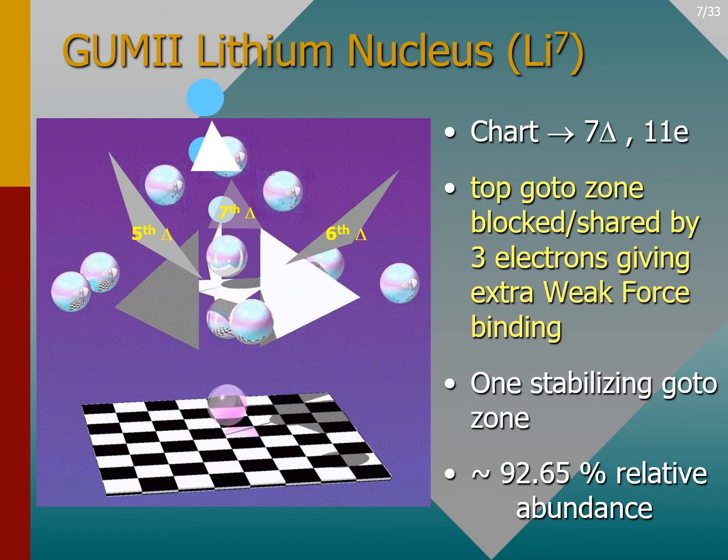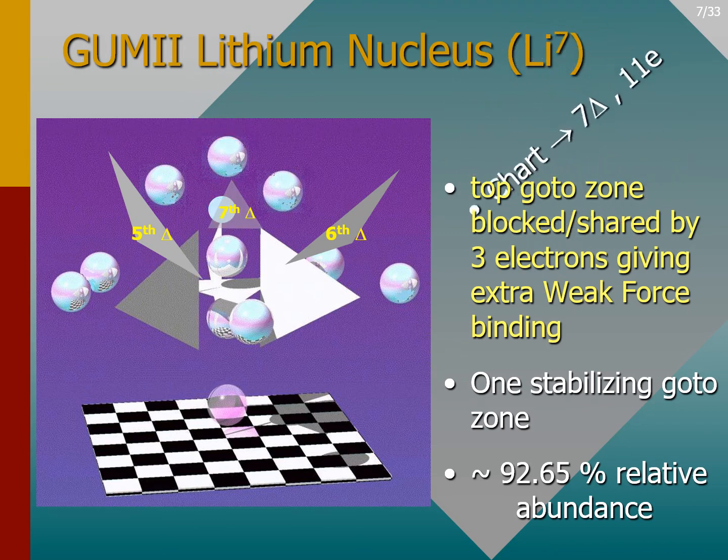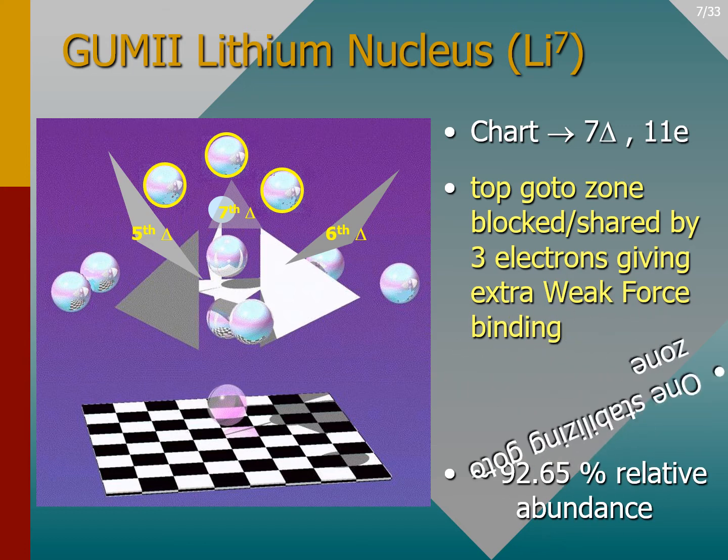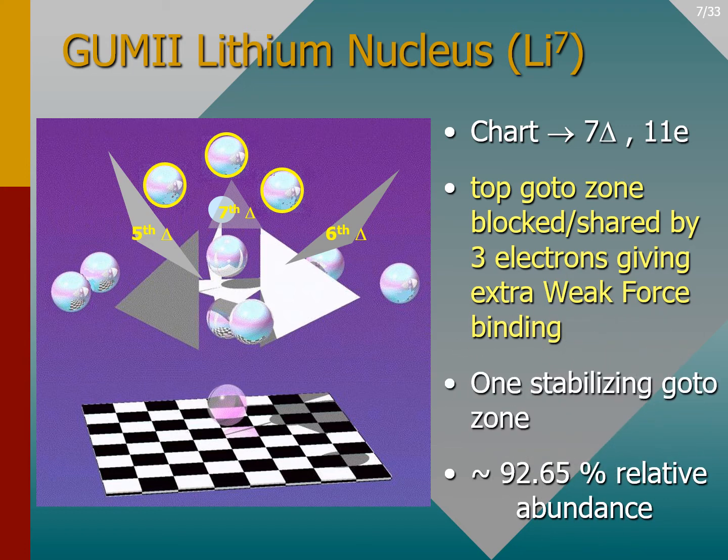Next, let's add a seventh triangle, or neutron, and form lithium-7. From the lithium isotope chart, we know that this GUMII model should contain 7 triangles and 11 electrons. Normally, that would leave 2 go-to zones and make the nucleus unstable. But apparently the concentration of 3 electrons at the top of the model effectively shields one location from use by the other electrons. It's like surrounding one of the chairs in a game of musical chairs so that no one can use it. The result is that there is only one usable go-to zone instead of 2 go-to zones, and this becomes a stable atom.